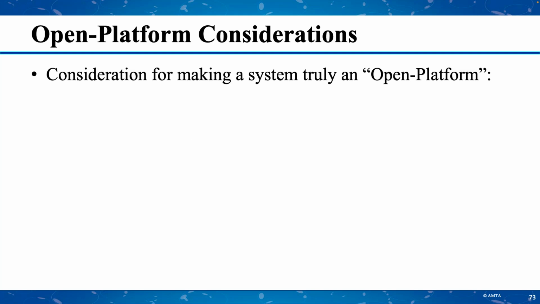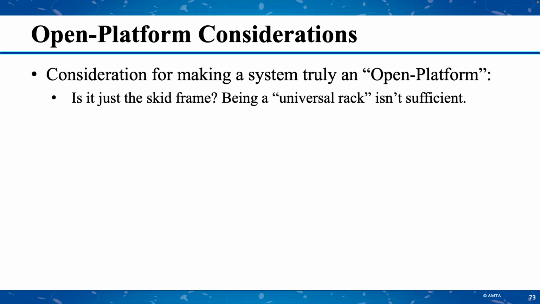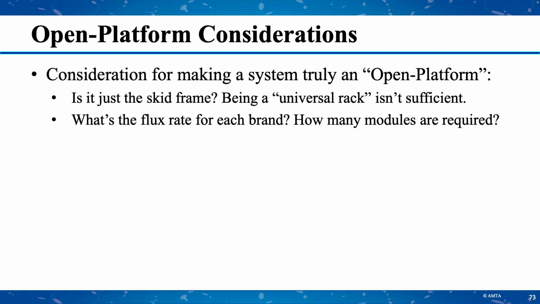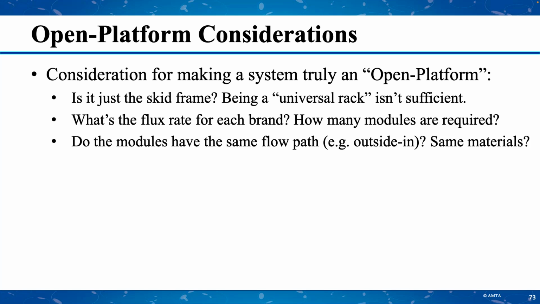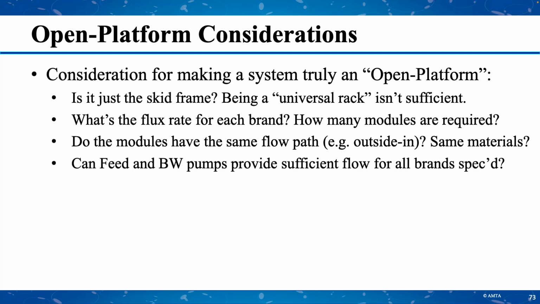Okay, so just back to the specs a little bit. Considerations for making systems truly an open platform. If we talk universal rack, that kind of implies a skid frame, and the skid frame, as we discussed, really isn't sufficient to make a system open platform. We have to consider the flux rate for each brand, how many modules are required, and whether the modules have the same flow path, outside-in. Denny talked about the different nozzle connection points. Are the materials the same?